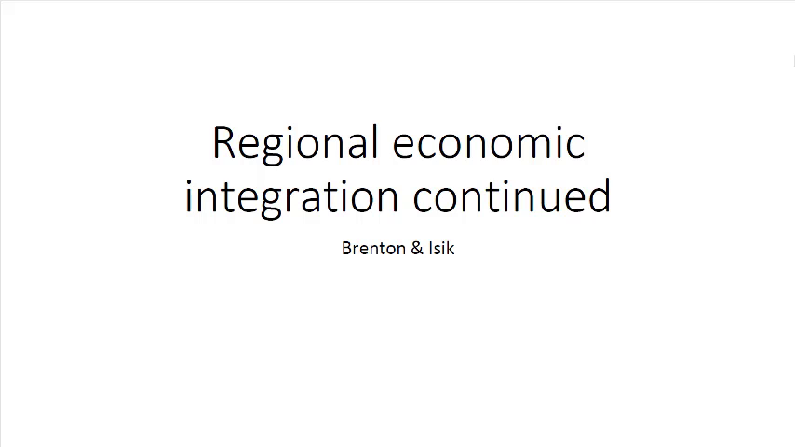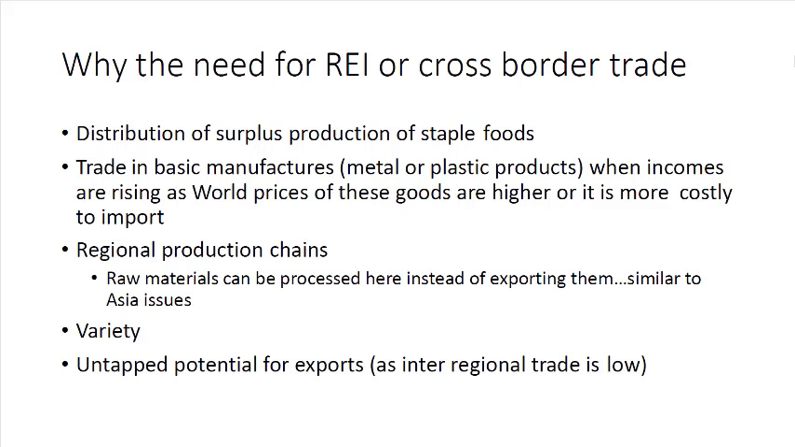So we're continuing with regional economic integration and we're looking at the Benton and Isaac paper. The first question that they ask is, why is there a need for regional economic integration or cross-border trade? The first idea is that you'll be able to distribute any surplus production that you have, especially in terms of staple foods.